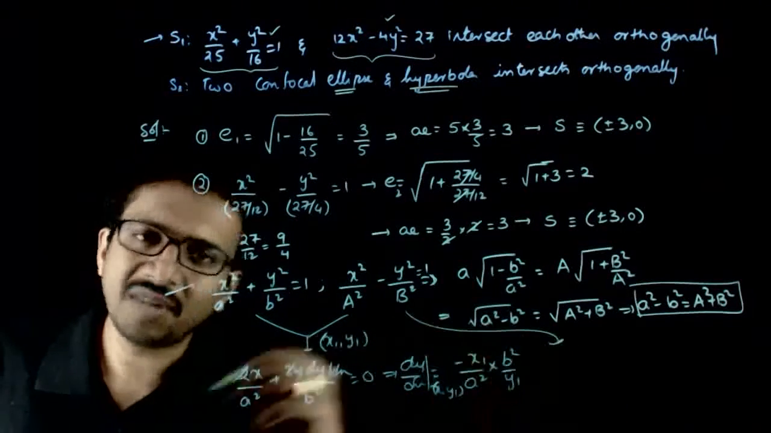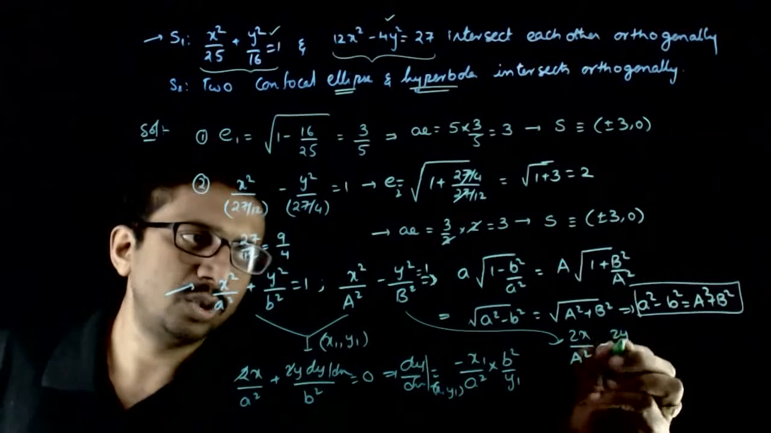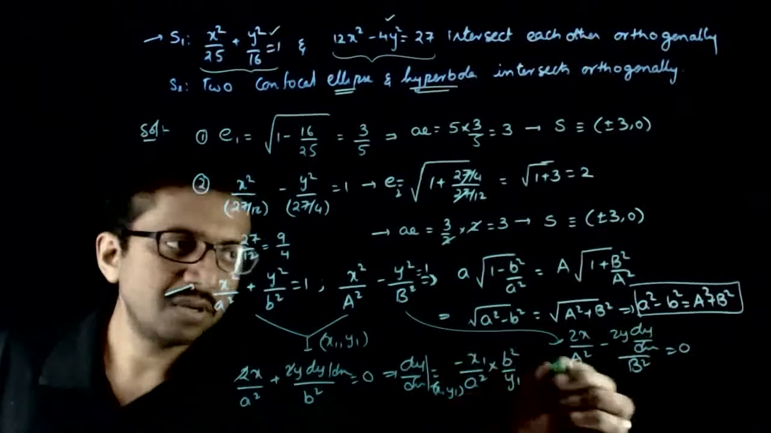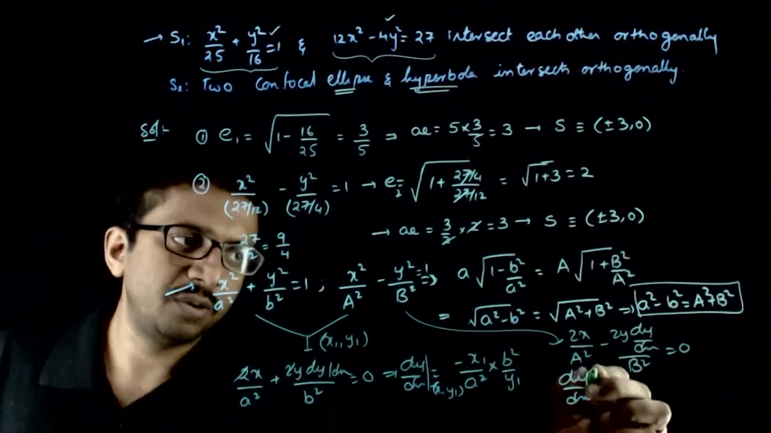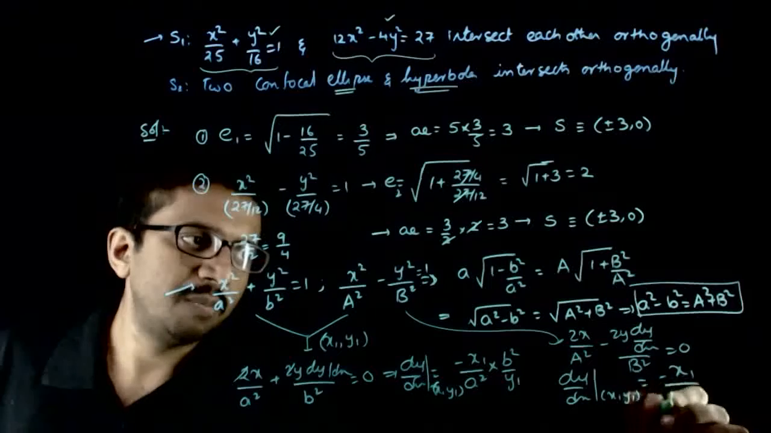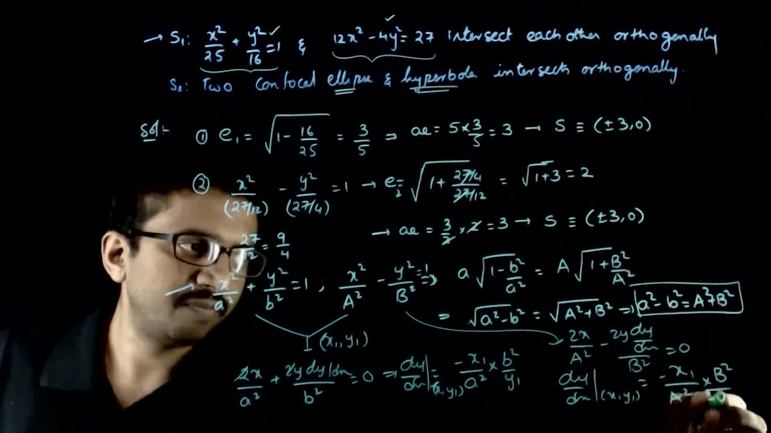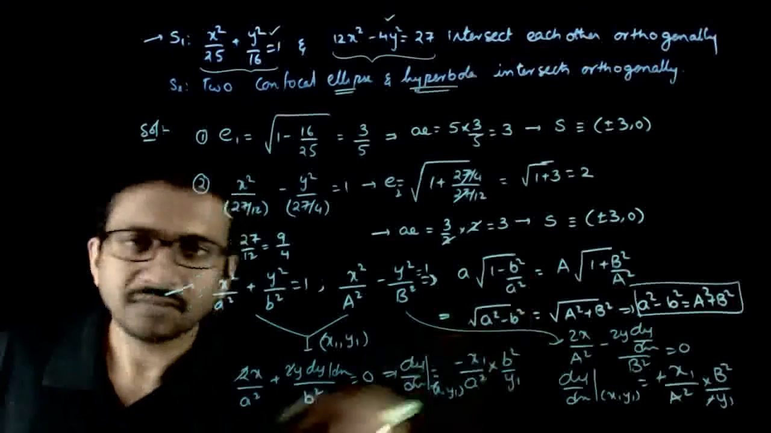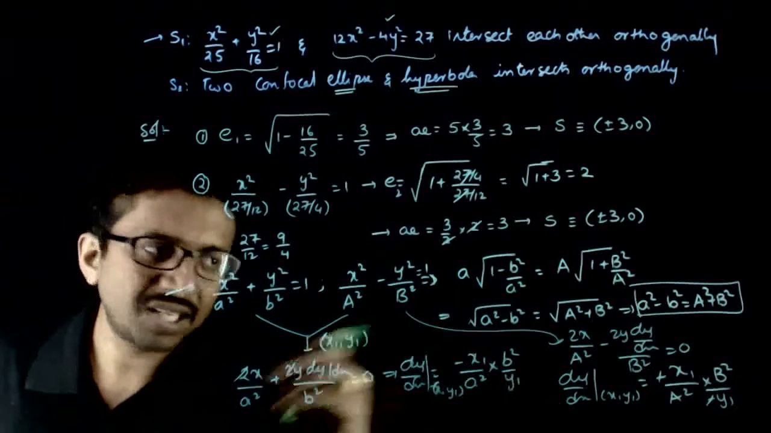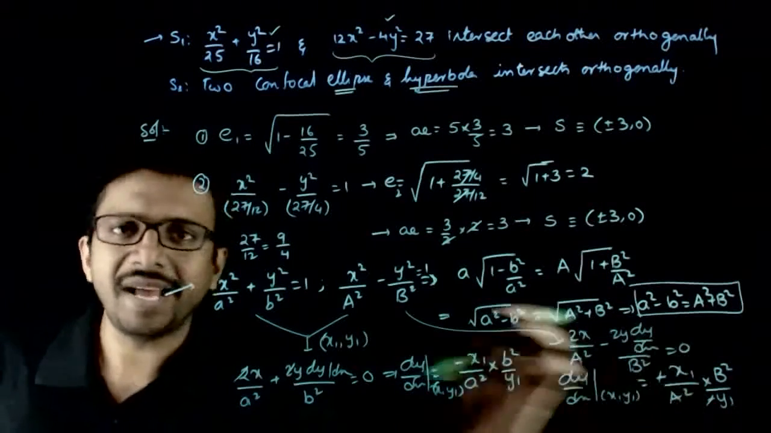So if you take the same thing with respect to the hyperbola, 2x by capital A square minus 2y dy by dx by capital B square is equal to 0. So what is dy by dx with respect to the hyperbola at x1 y1? It is minus of x1 by a square into b square by minus y1. So these two are getting cancelled. So one slope is minus b square by a square times minus x1 by y1. The other slope is plus b square by a square into x1 by y1.